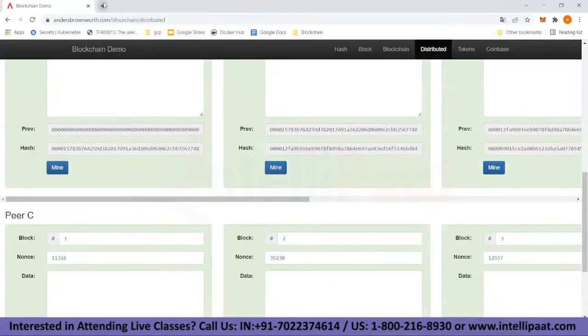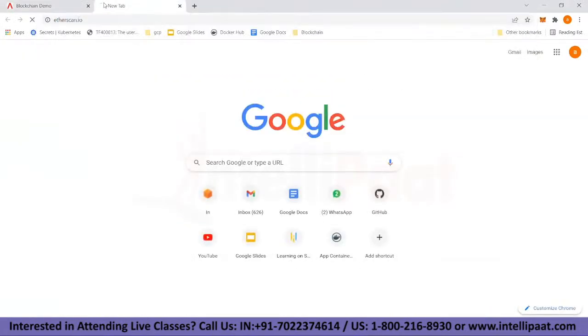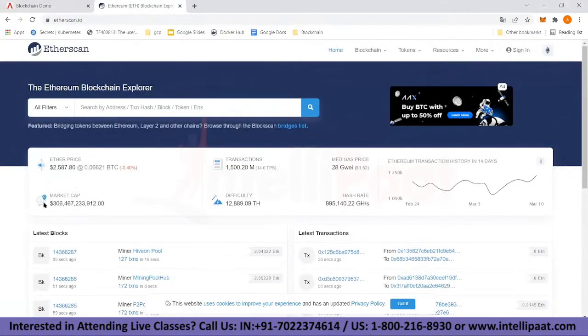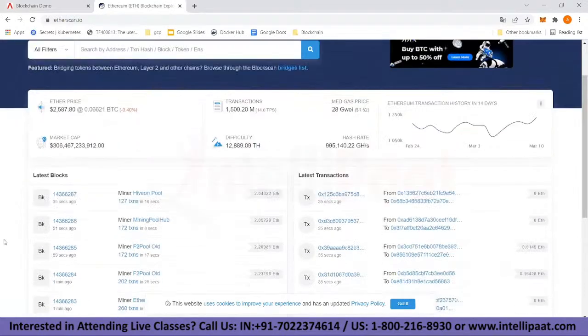So I'll quickly show you the production Ethereum now. Okay, so now you see this. This is the Ethereum production blockchain. You can see the recent transactions. The most recent block which got created is this number, this is the block number. You can see the 14 millionth block got created. In this block, there are 127 transactions. So what it actually does is combine all the transactions and create one block.